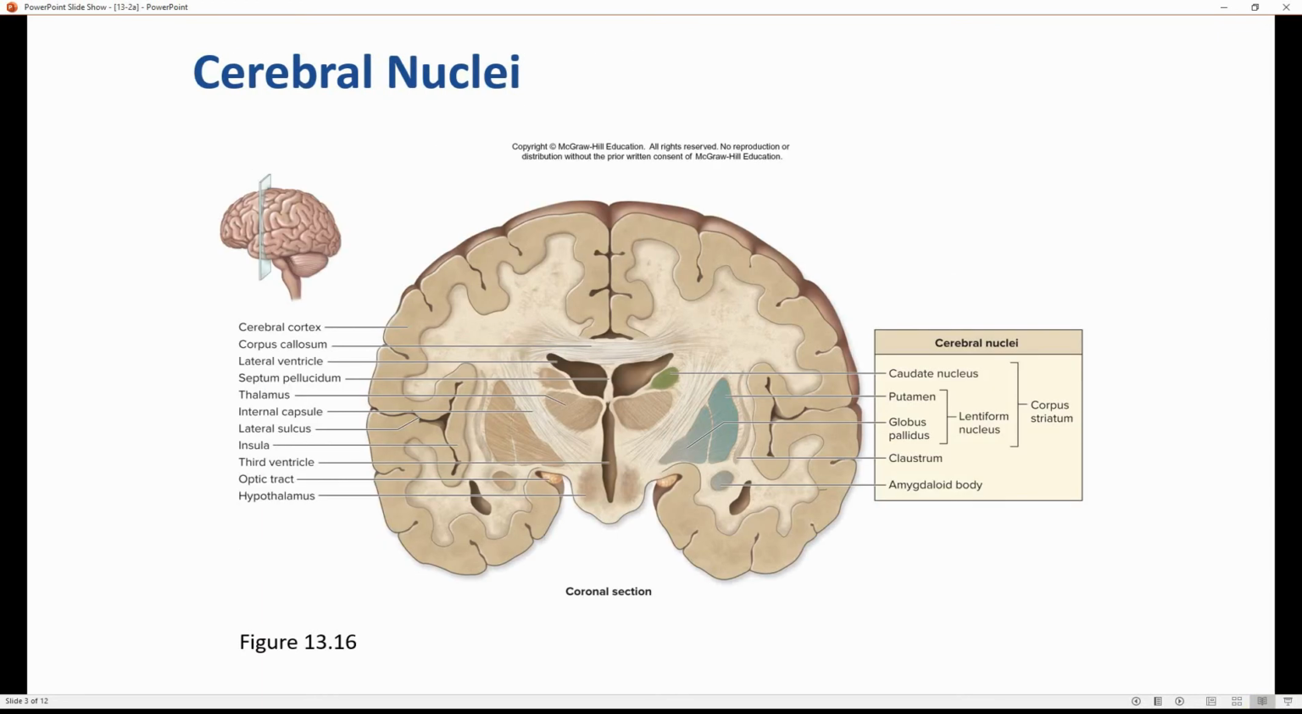Here with the cerebral nuclei, you can see we've got the putamen, we've got the globus pallidus. Together, that's the lentiform nucleus. And then the lentiform nucleus, along with the caudate nucleus, is going to form the corpus striatum. And then the claustrum is this little bit that you see here that lays parallel to the insula.